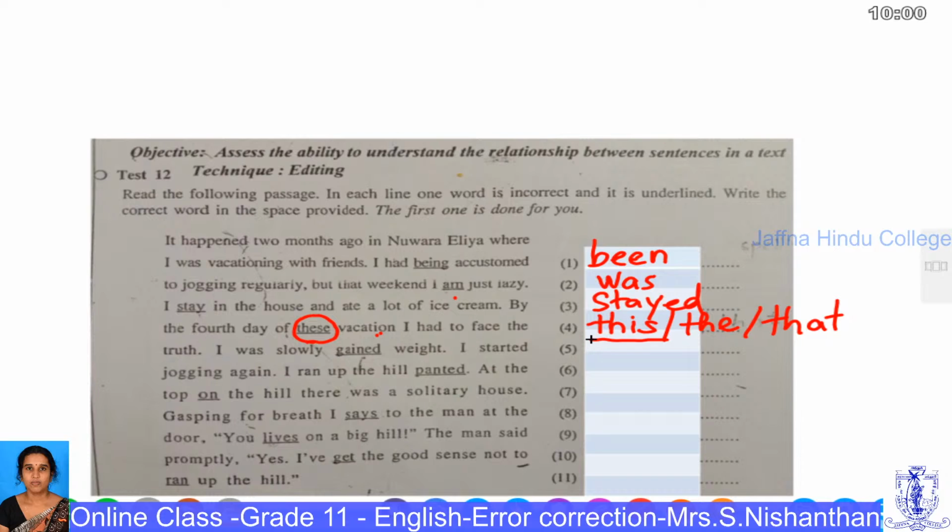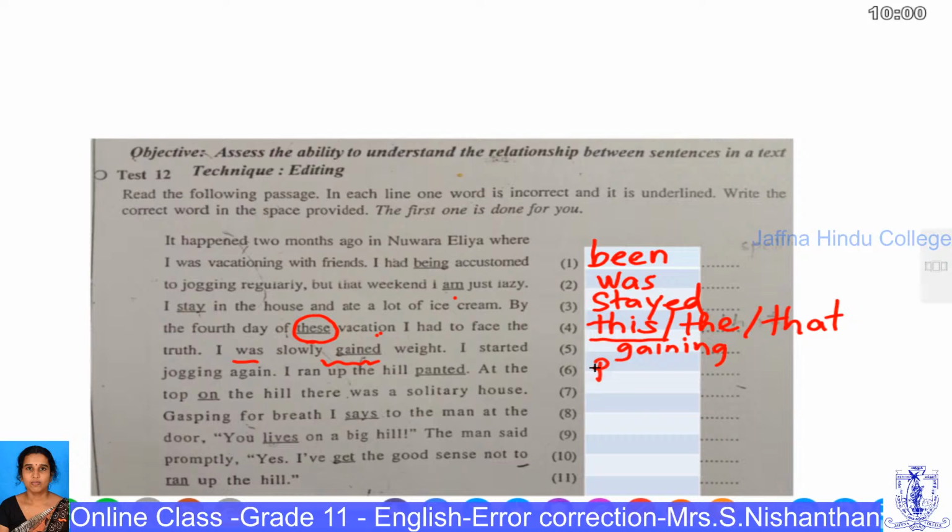I was slowly, was plus past continuous. It is not in passive, so I was. Subject is there, so it is not in passive voice. It is in active voice. So I was slowly gaining weight. I started jogging again. I ran up the hill.